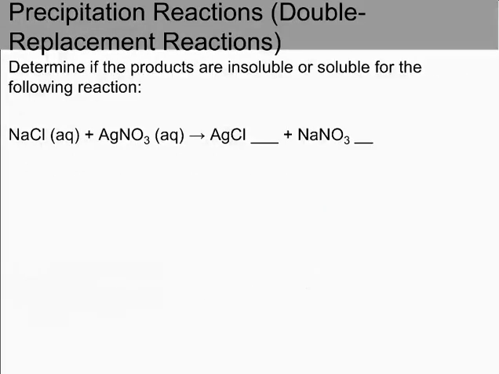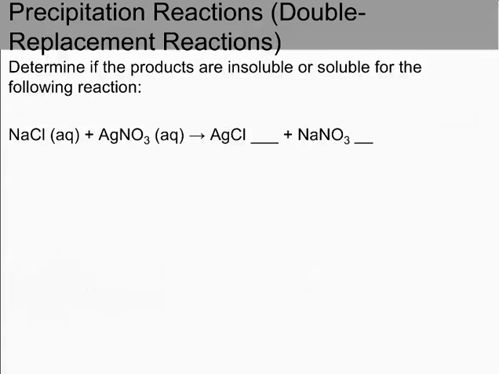Now, when you form a solid in a reaction, we can call that reaction a precipitation reaction. So we're producing a precipitate. Now, these are also double replacement reactions, which we talked about in the last lecture. So for the reaction below, let's determine if the products are insoluble or soluble. So in the reactants, we have sodium chloride, which is dissolved in water, so it's aqueous, and that's reacting with silver nitrate, which is also aqueous. So remember, sodium ions are always soluble, and then nitrate ions are also always soluble. So both of these compounds will be soluble.